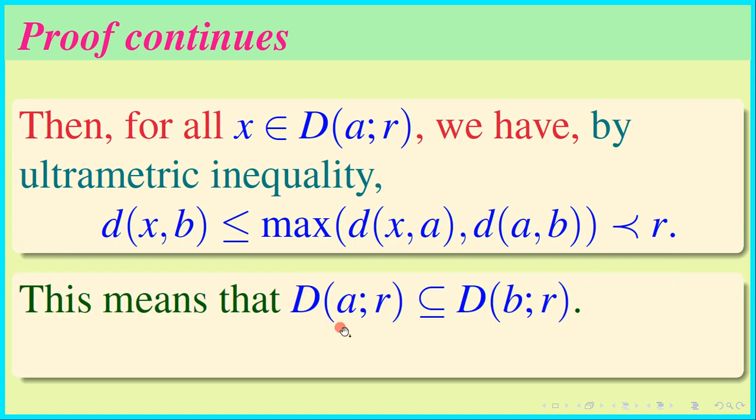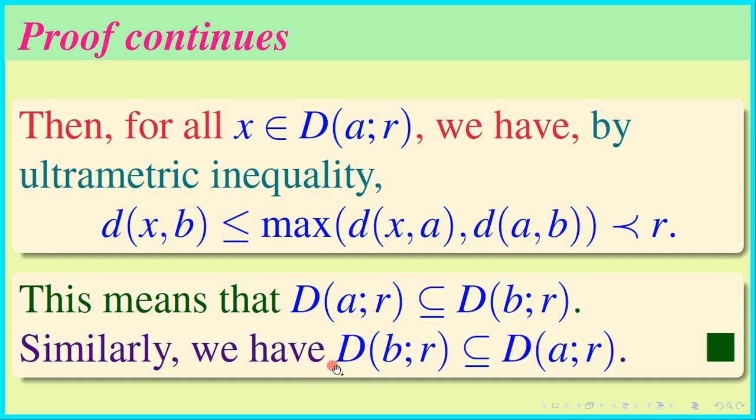This means that here x was an arbitrarily chosen point in this disk, so this is less than or equal to D(B, r). This is a subset of D(B, r). Similarly, we have D(B, r), this disk with center B and radius r, is a subset of D(A, r), and hence the equality.